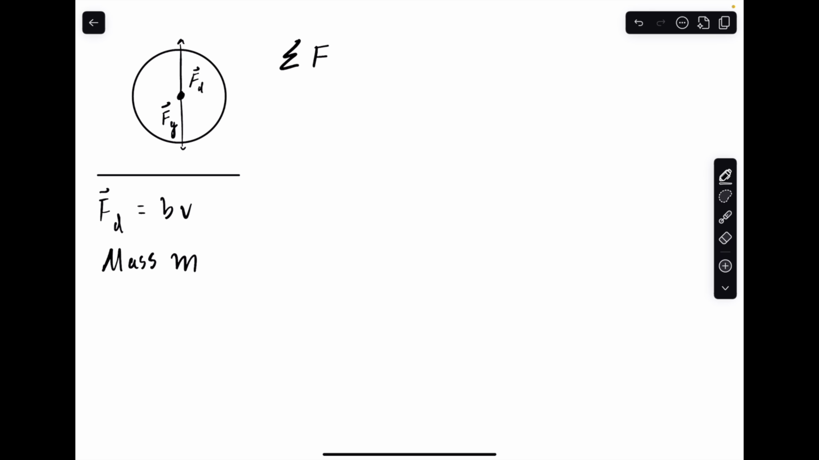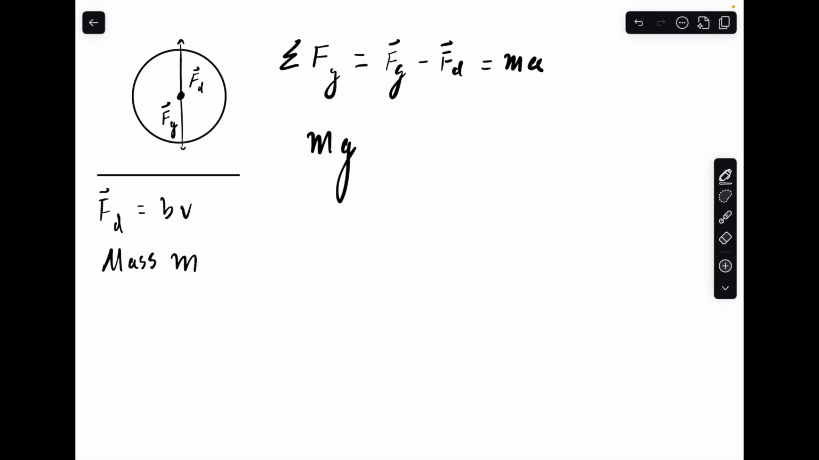So let's sum the forces in the y direction. Let's think. We see our free body diagram here already. So we have force drag. Actually, no. Always call your direction of acceleration to be your positive. So we're going to say force gravity minus force drag is equal to mass times acceleration by Newton's second law, right? So now let's just sub in. If I know the mass is m, well, Fg is mg, and the force drag is bv, where b is a positive constant. We call that the drag coefficient, is equal to ma.